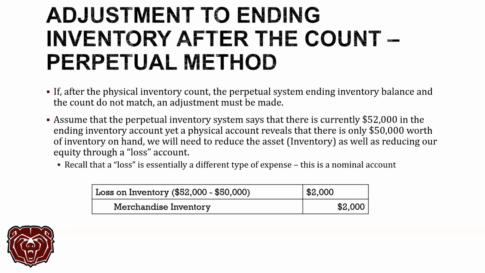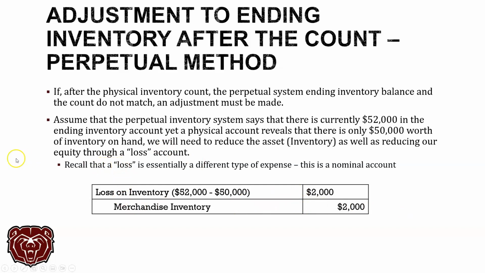So what we're going to have to do here is reduce that inventory asset, right? If we don't have it to sell, we can't count it as inventory, so we have to reduce the inventory asset. How do we do that? We do that with a credit, okay?